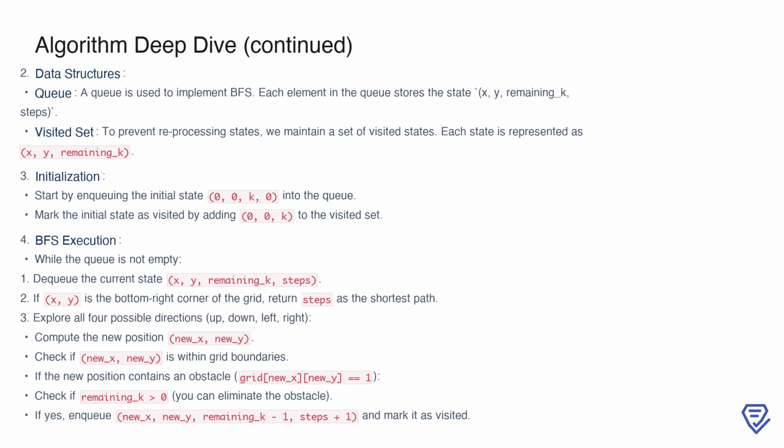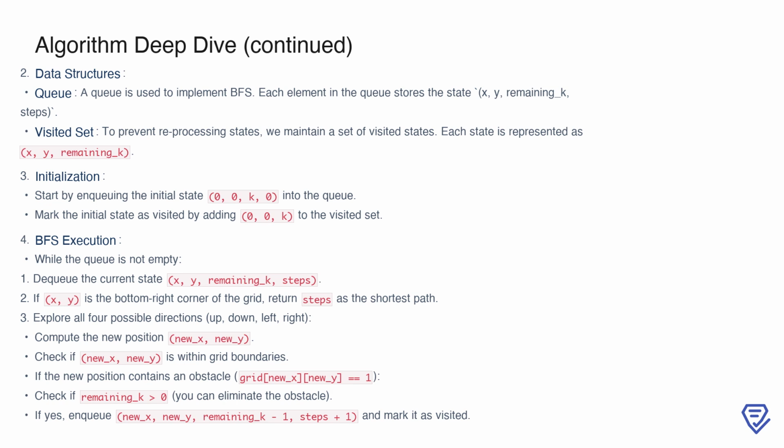First, a queue is used to manage the states to be processed during the traversal. Each element in the queue represents a state: x, y, remaining_k, steps. Second, we use a visited set to keep track of already processed states, preventing redundant work. Each visited state is stored as x, y, remaining_k. The algorithm begins by initializing the queue with the starting state 0, 0, k, 0, and marking it as visited.